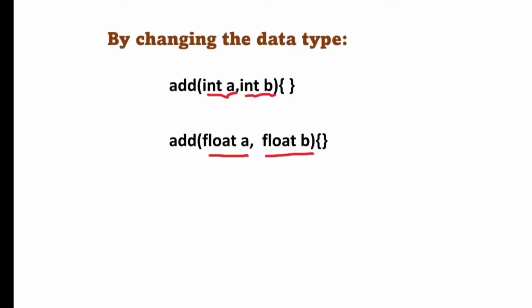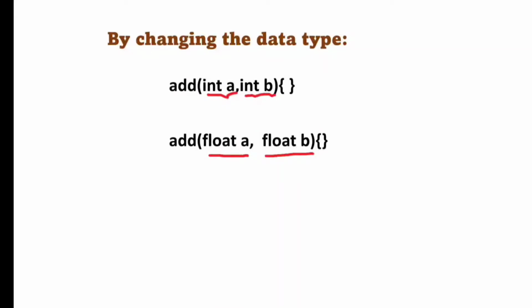In the first add method, even though the number of parameters is the same, the data types are different, and the second method also has the same number of parameters but the data types are different. So both methods have the same number of parameters but the data types are different.